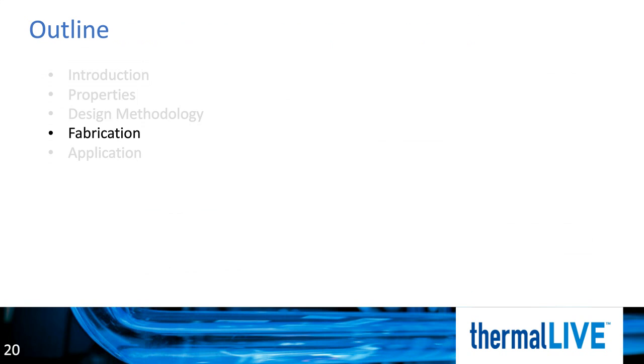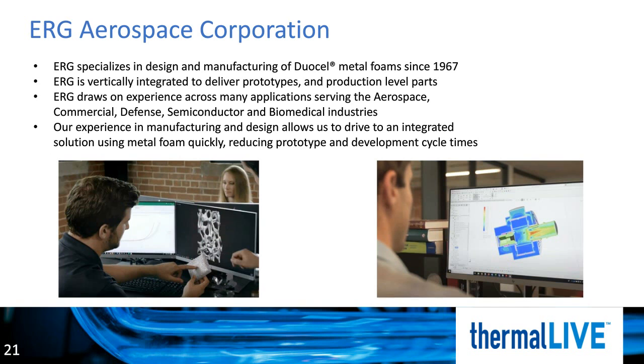Now, let's take a look at the practical matter of fabricating real products with foam. Earlier, I mentioned that Duocell metal foams are rather unique in the open-celled foam world. These foams are manufactured by ERG Aerospace. ERG has been making Duocell since 1967 and specializes in integrating it into high-performance systems. ERG is a small company that is vertically integrated with a history of making prototypes and one-off designs, as well as high production runs for products for various industries.